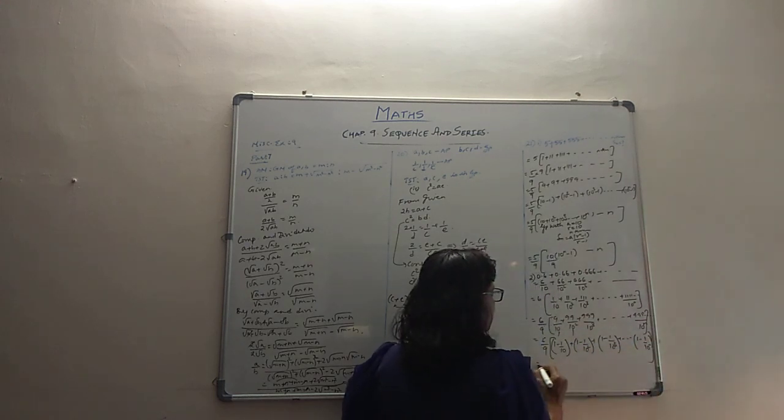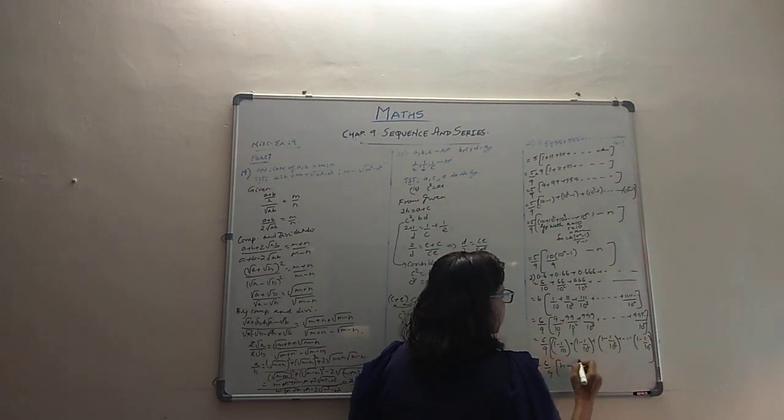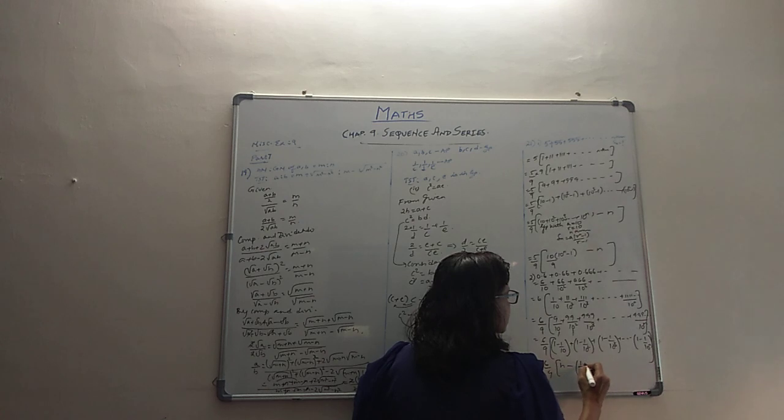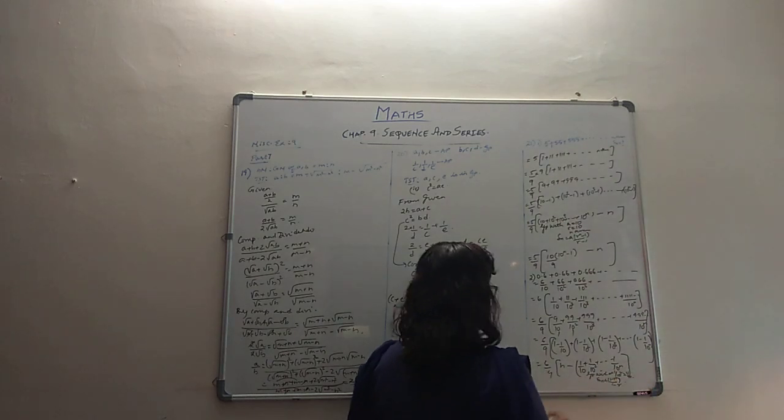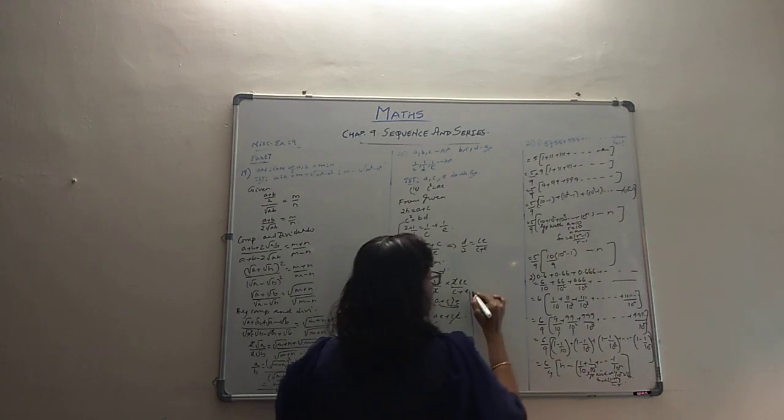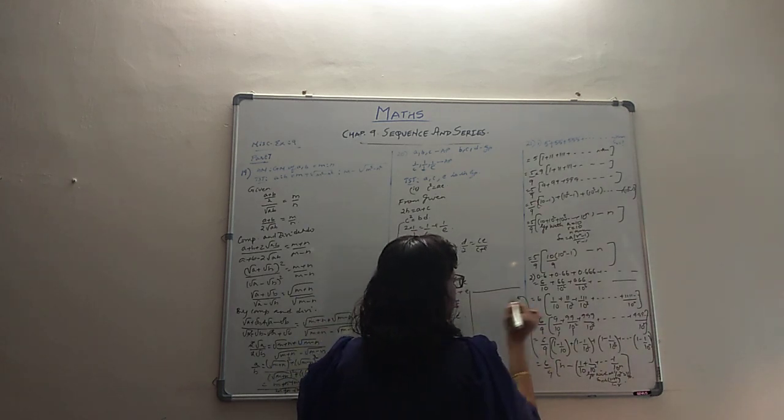All the ones we will club together. So 1 plus 1, 2, 3 like that will become n, and all the minuses outside, club the 1 by 10s together. That's it. This is a GP with A as 1 by 10 and R as 1 by 10. And therefore, what is your Sn? The Sn formula will be A times 1 minus R raised to n by 1 minus R. So let's check what the answer will come out to. Let's quickly write the answer here.